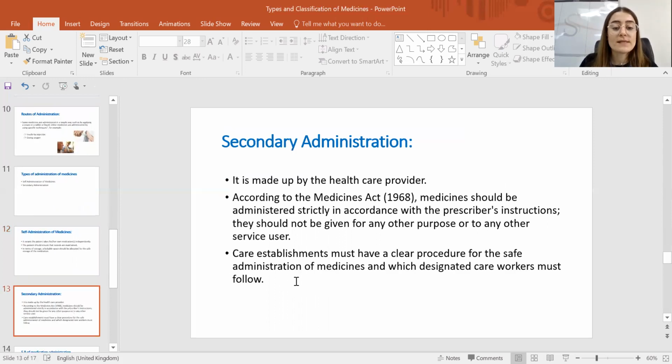However, in the second type of administration of medicines, secondary administration, it's carried out by the healthcare provider, and according to the Medicines Act 1968, medicines should be administered strictly in accordance with the prescription instructions. The medicines shouldn't be given for any reason or under any circumstances to another service user. Also, the care establishment must have clear procedures for safe administration of medicines.